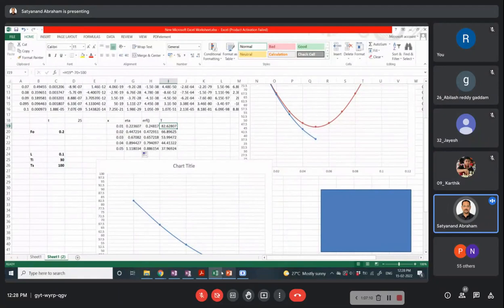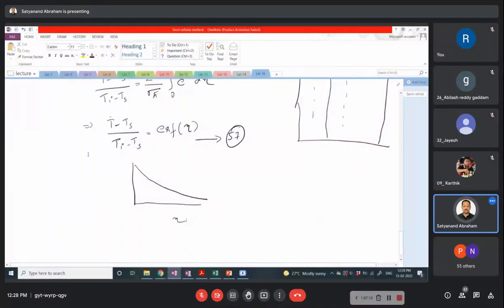From our equation, we can see that (T minus Ts) divided by (Ti minus Ts). Ts I have taken as 100, Ti I have taken as 30, and this is equal to the error function. We said that the error function is equal to x by 2 square root of alpha t. If I am fixing my time as 25, as the x varies, eta varies, and corresponding to eta, the error function also varies.